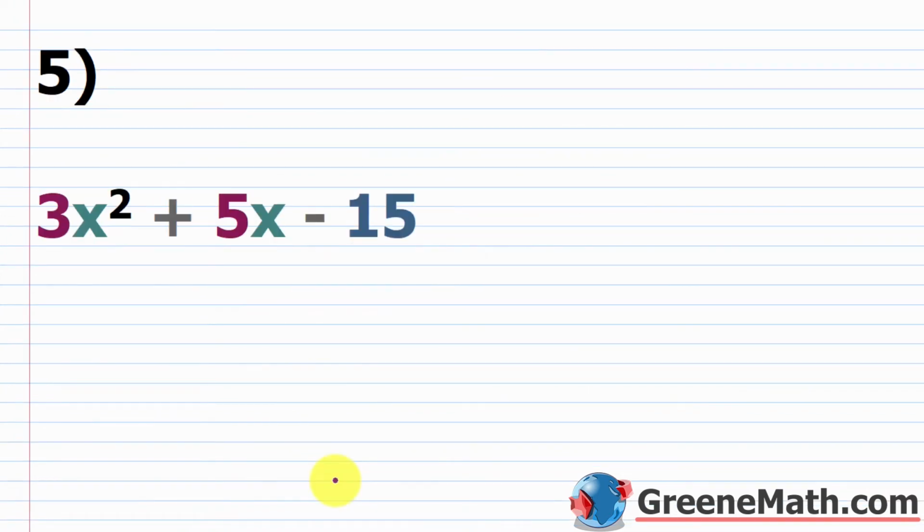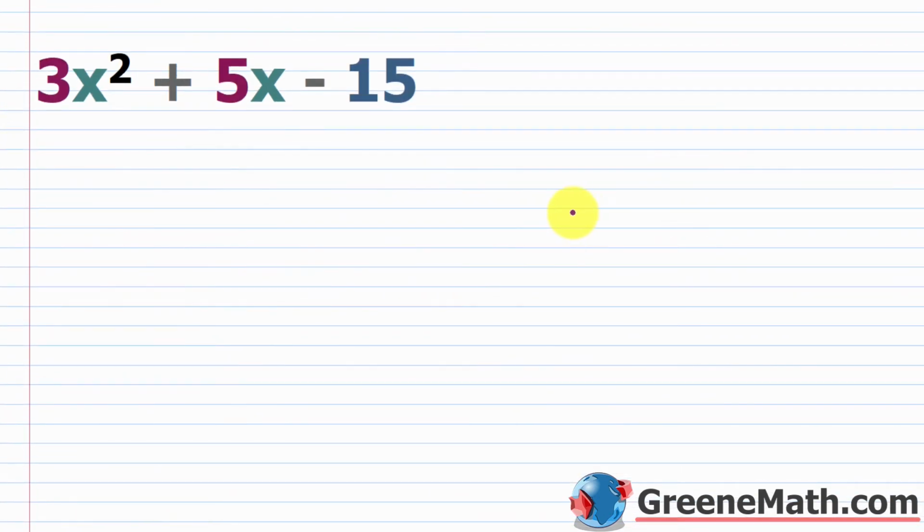All right, let's look at problem number 5. So we have 3x squared plus 5x minus 15. Let me scroll down a little bit. Now, can I pull anything out? In other words, is the GCF not 1? Well, immediately you see 3 is a prime number and so is 5. So our greatest common factor here, or the GCF, is 1. So nothing I can pull out.